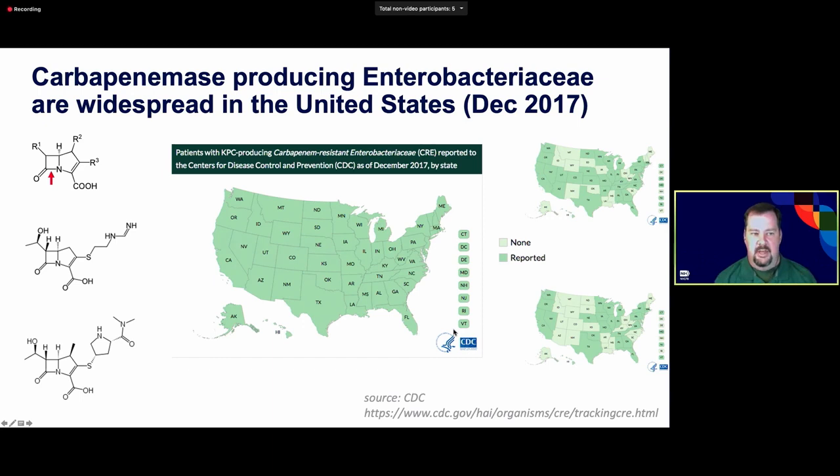These are examples of the drugs over on the left-hand side. They look a little bit like ampicillin or penicillin, but they have all these extra groups hanging off of them that make them a better antibiotic. But the mechanism of clearing these drugs by the bacteria is the same. They basically chemically cleave the ring where I've shown that red arrow.